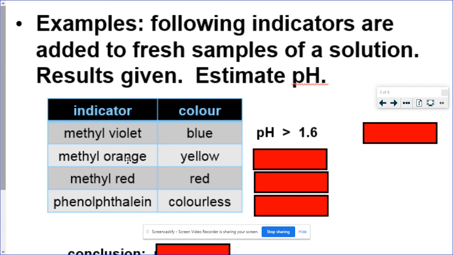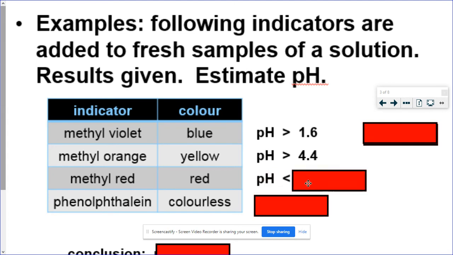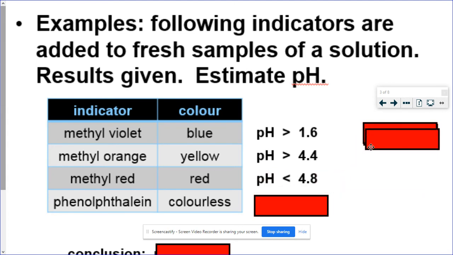Now, we put a second indicator in a second sample of this solution. The second indicator we're going to use is methyl orange. We see that methyl orange is yellow. That means that the pH of the solution has to be greater than 4.4. Now, we're going to use methyl red. We see that methyl red is red when we put it in this solution. So therefore, we know that the pH has to be less than 4.8.